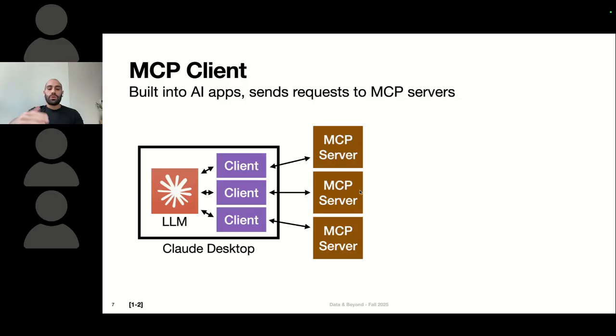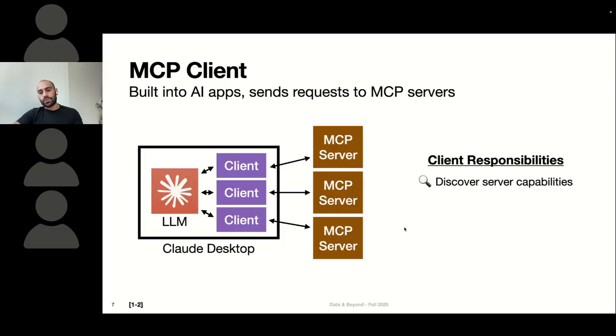You can also have multiple clients communicating with multiple MCP servers. So, using the example from earlier, one server could be a Slack MCP server, another could be a Google Drive MCP server, and then maybe another one is a Gmail MCP server. So you're fully integrating Claude into your day-to-day workflow. And some of the key responsibilities of the client are, one, to discover server capabilities. So basically understanding what the server is able to do. It's able to send Slack messages. It's able to fetch documents from Google Drive. It's able to send emails.